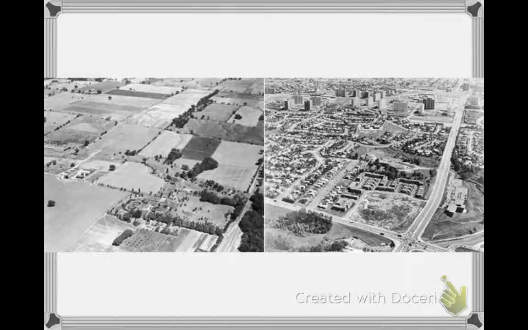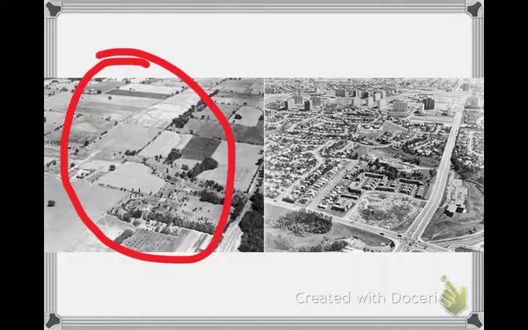So these suburbs started to spring up on the outskirts of large cities. Now, this picture here shows the development of suburbs in Toronto. So on the left, you have farmland in 1948, and then by the 1970s, you see it's all built up.